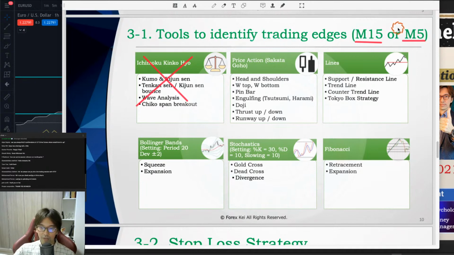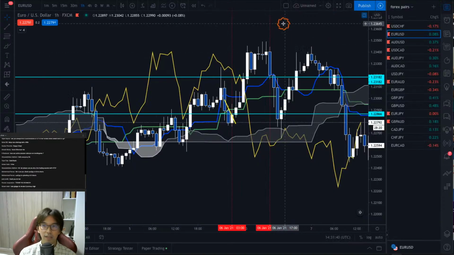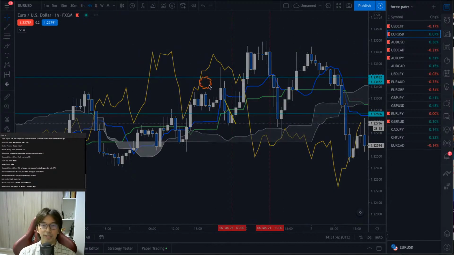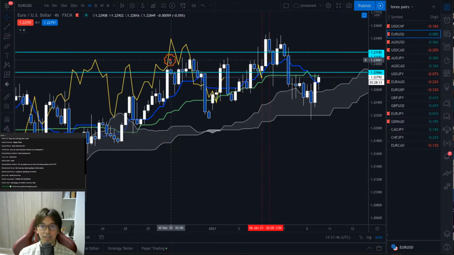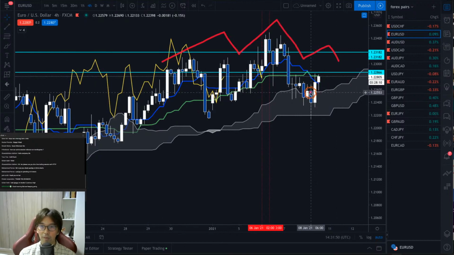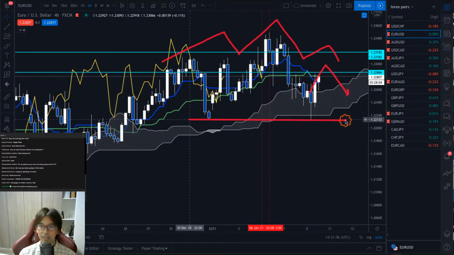Is EURUSD currently forming head and shoulders in 4-hour chart? Let's see. In 4-hour chart, yeah, this can be head and shoulders. So there might be another shoulder and the market might go down this way. And if the neckline break happens, that will be a downtrend.